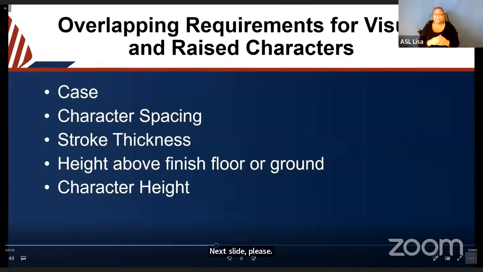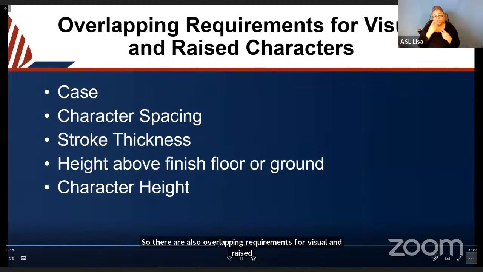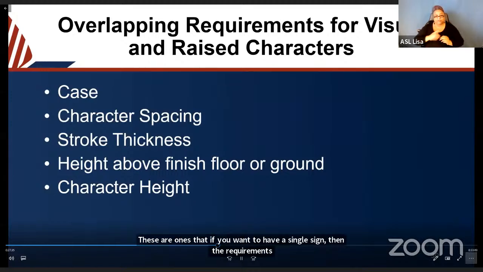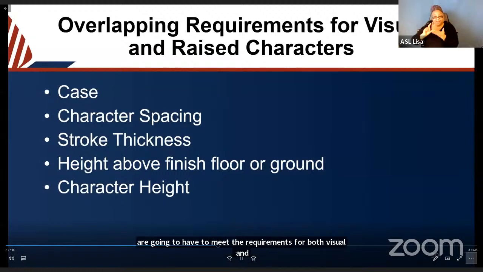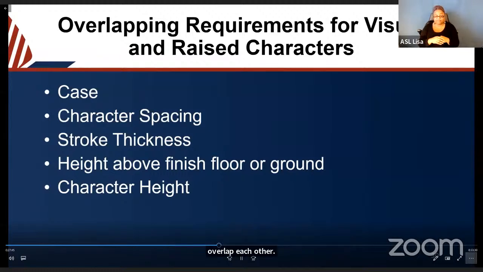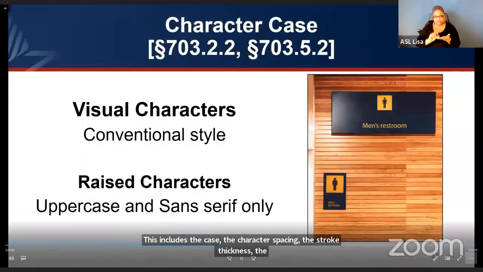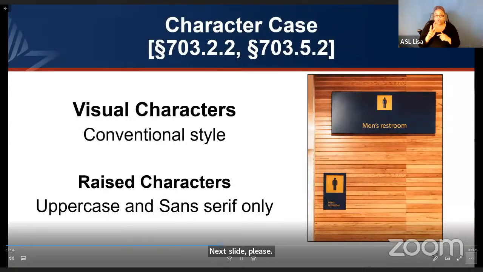Slide 30. So there are also overlapping requirements for visual and raised characters. These are ones that if you want to have a single sign, then the sign is going to have to meet the requirements for both visual and raised, and these requirements overlap each other. This includes the case, the character spacing, the stroke thickness, the height above finished floor or ground, and the character height. Next slide, please. Slide 31. First, character case.